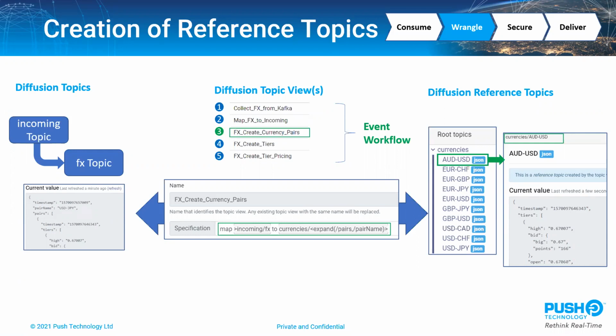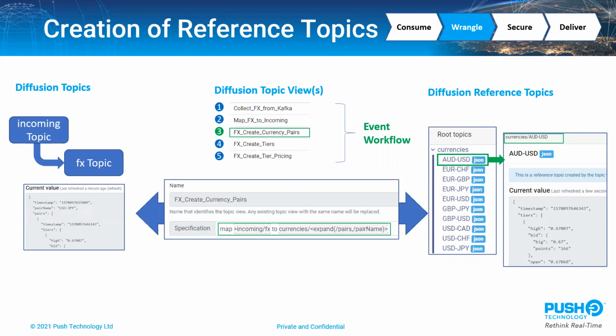Now my next step is I want to segment this out. I may have consumers that are only interested in the Australia to US dollar currency rates. And so I create what we call a topic view and a specification here. You can see I'm performing a map in that center box of incoming FX to a new root topic called currencies, and I'm expanding what the pairs are because that's how my data is named. The values are like that Australia hyphen US dollar that we see inside of our root topics on the right-hand side.